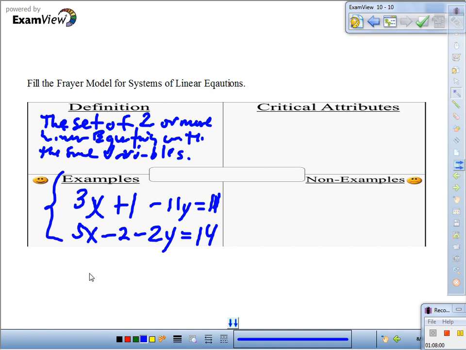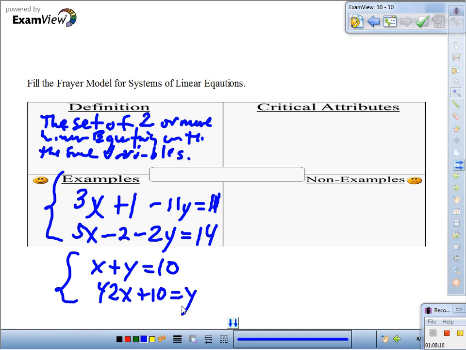Skylar, go. x plus y equals 10. 2x plus 10 equals y. Hands if you agree with that? Yes. 2 variables, an equation, yes.